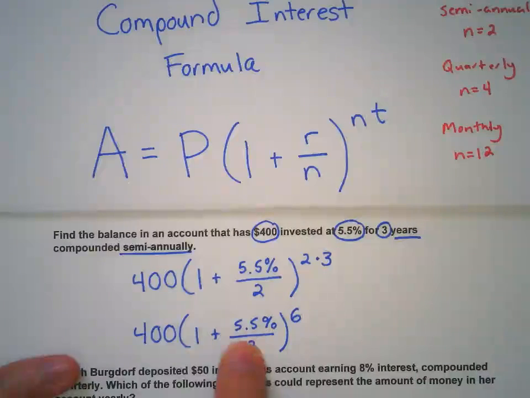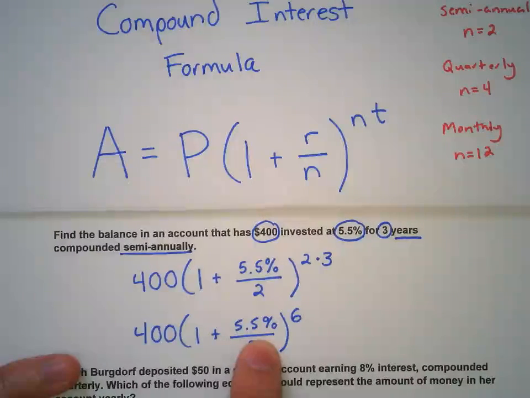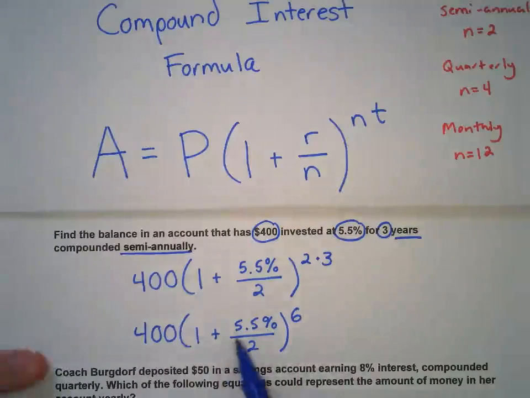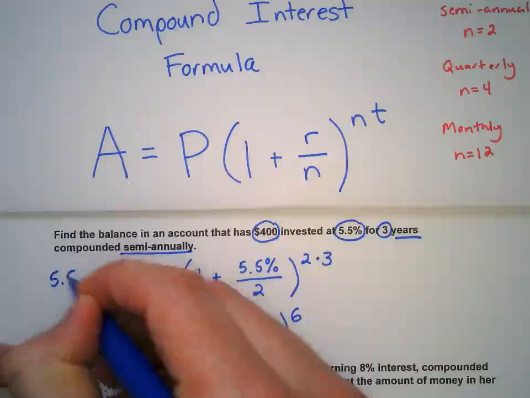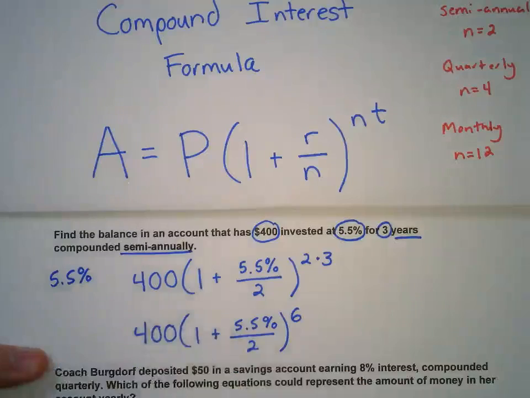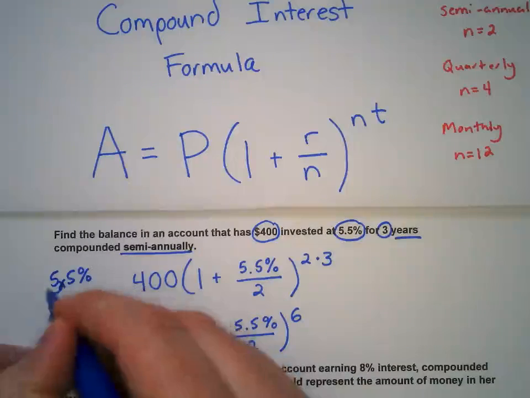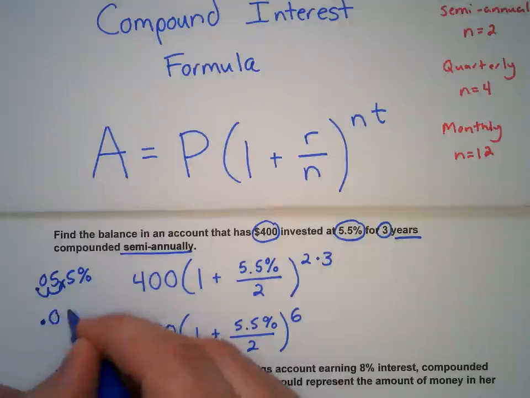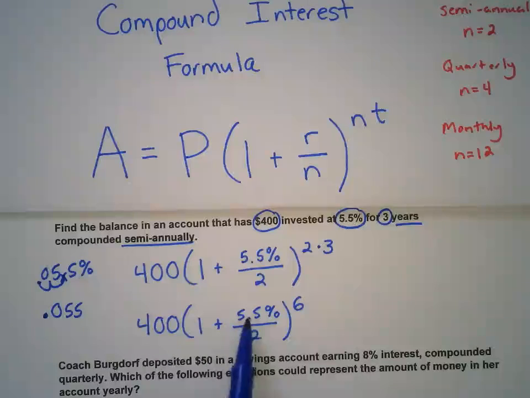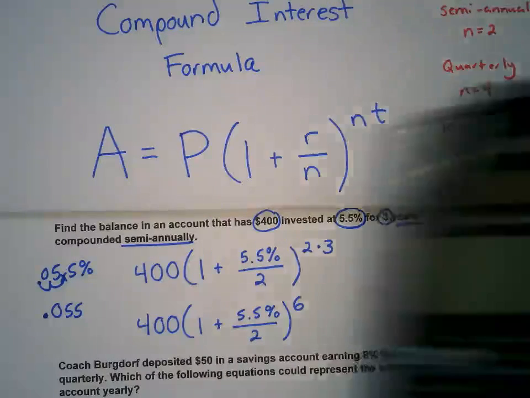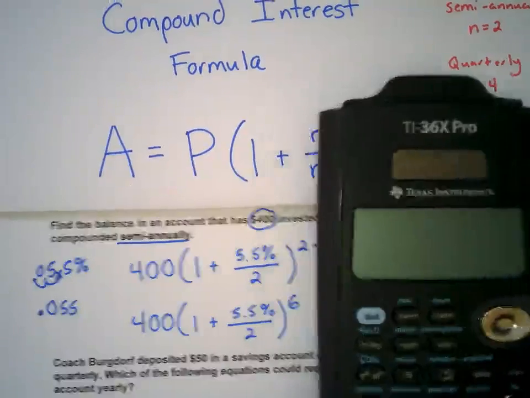Now, can we change 5.5%? Absolutely. We can change that to a decimal, which, people look at it, it's like, Coach, it's already a decimal. But it's not. What you do with 5.5% is you move the decimal over twice, 1, 2. So the decimal there is 0.055. So you can either put 0.055 there or 5.5%, however your calculator works.